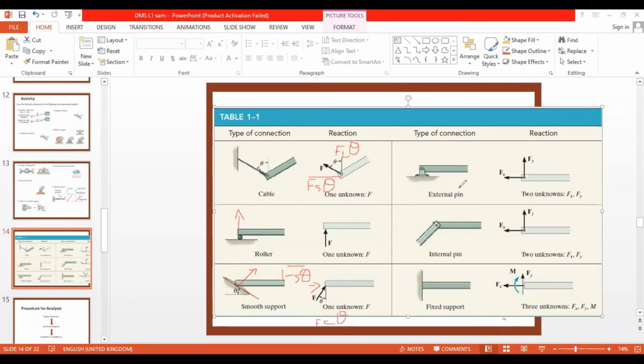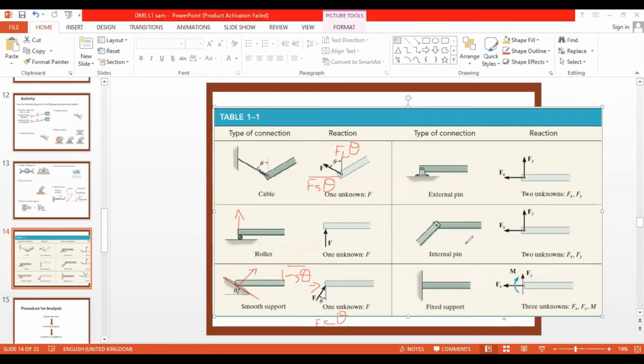If there is a pin joint, and nothing is mentioned about the mass, we don't need to worry about the mass, but we will resolve the forces into horizontal as well as vertical directions. Either you can use HOV or you can write Fy direction and Fx direction. Two unknown forces, Fx and Fy. So this is a pin joint, external pin.